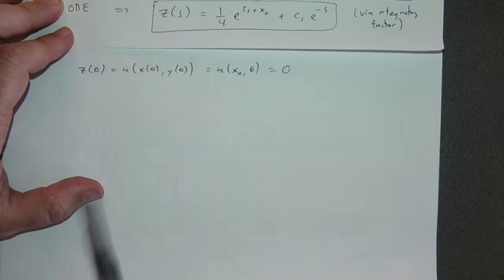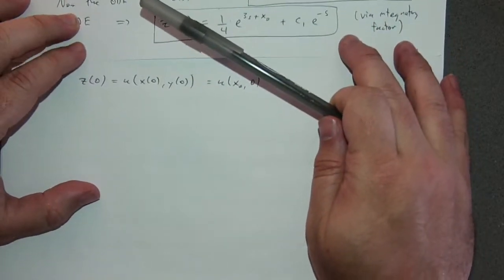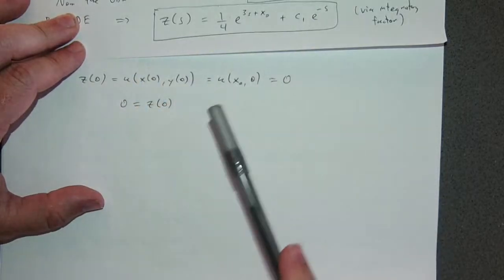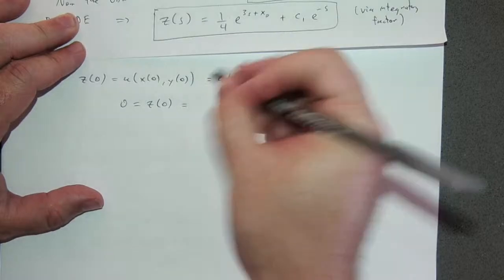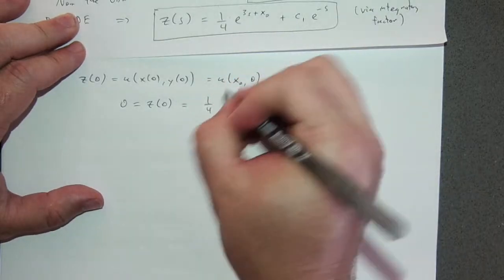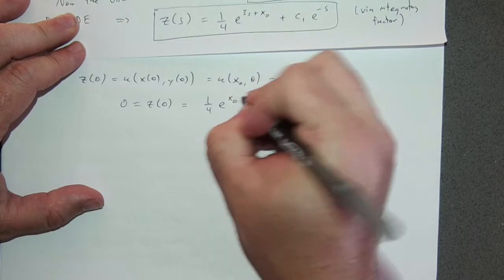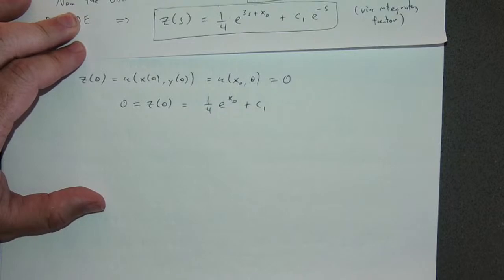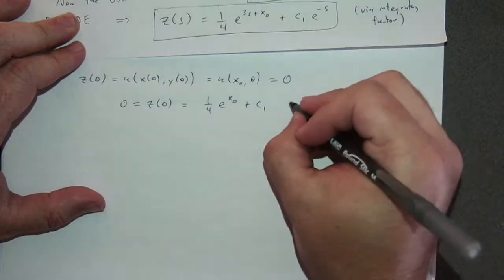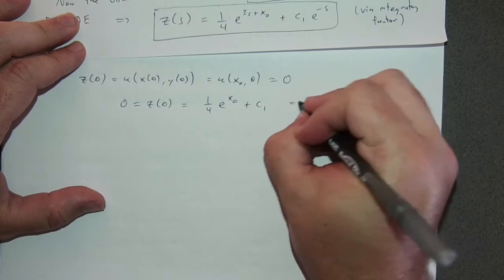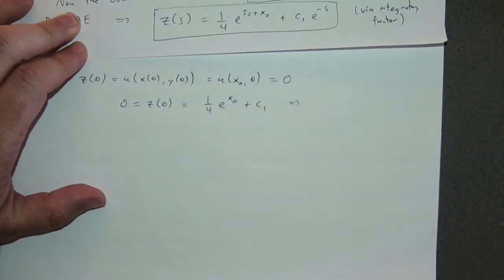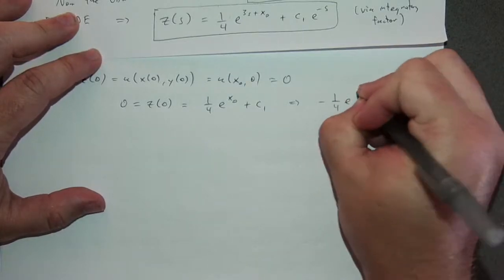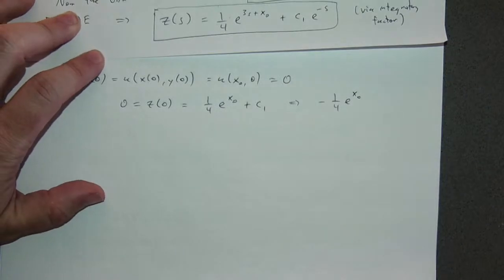So if this thing is going to be 0, imposing that condition here, 0 is z of 0, which means that this is 1/4 e to the x naught plus c1. And so c1 is minus 1/4 e to the x naught.